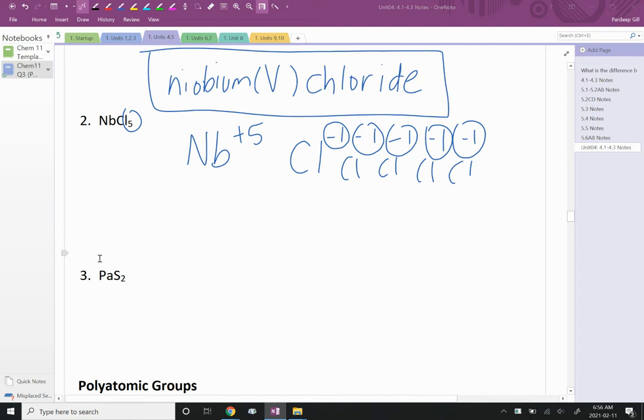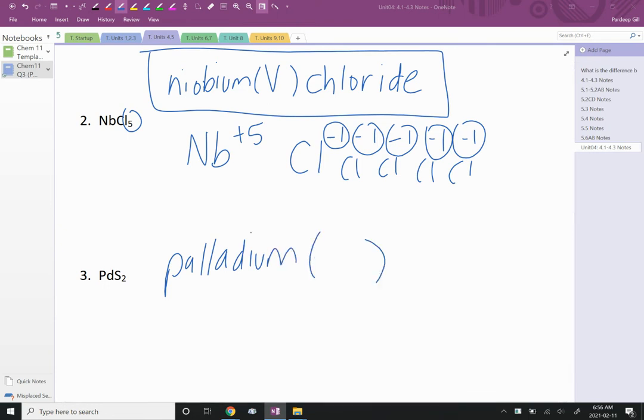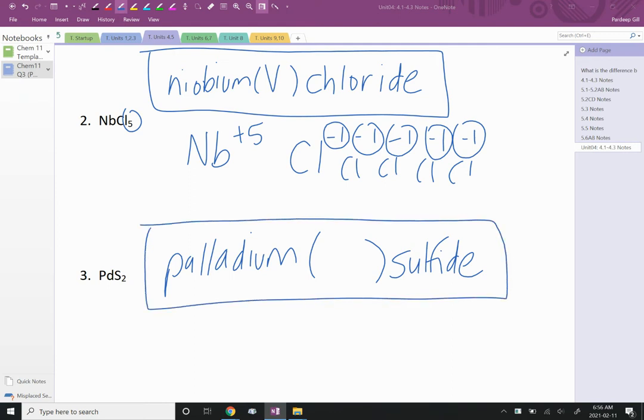PdS2. Actually, no, I wanted to make that Pd. Let's change that real quick. Okay, so PdS2. Pd represents palladium, and once again, this one has more than one charge. So palladium is a multivalent metal. We'll just leave the brackets and try to fill that in later. S is a nonmetal, it's sulfur, and we can change the ending to IDE. And now we just have to figure out the charge, and we can write down the Roman numerals for that.